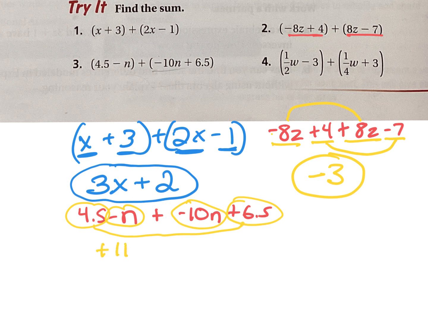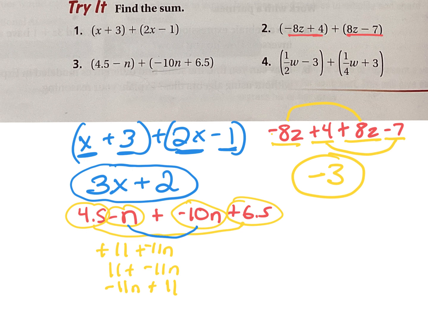And then when I put my n's together, negative n plus a negative 10n is minus 11n. I need to add that negative 11n. So the answer to this one could be 11 plus negative 11n, or it could be a negative 11n plus 11. Okay, either way works on that one.